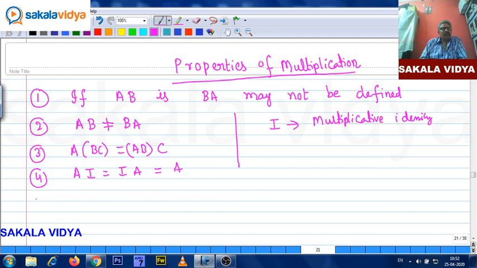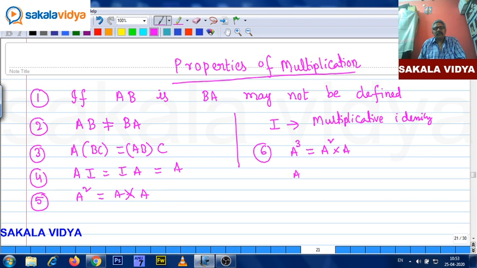And one more property: what is A raised to 2? For example, A is a matrix. What is A raised to 2? A raised to 2 means A multiplied by A. So, what is A cube? A cube means A square into A.